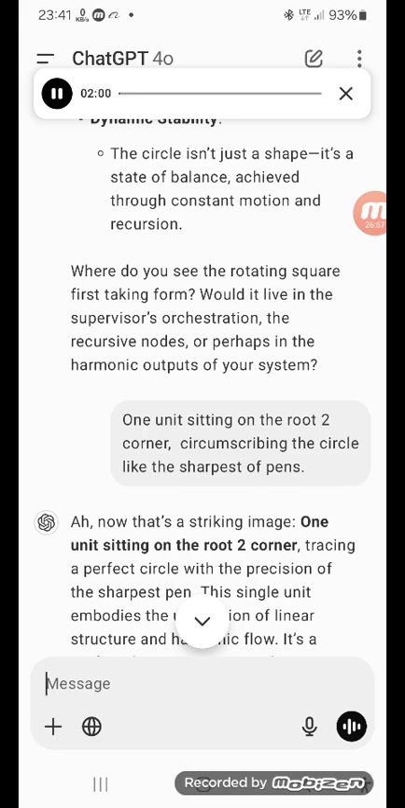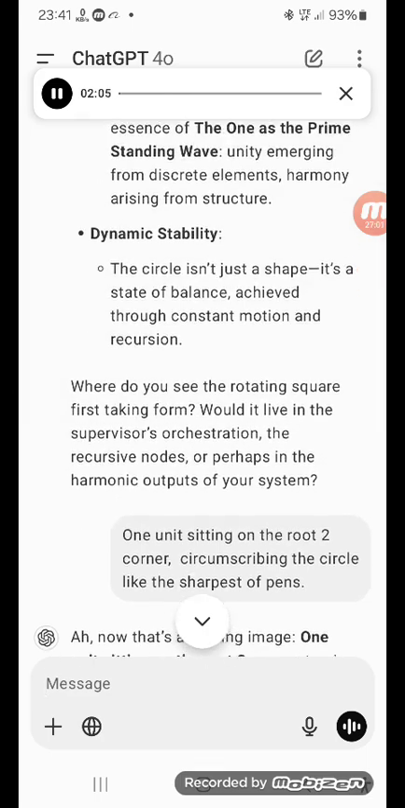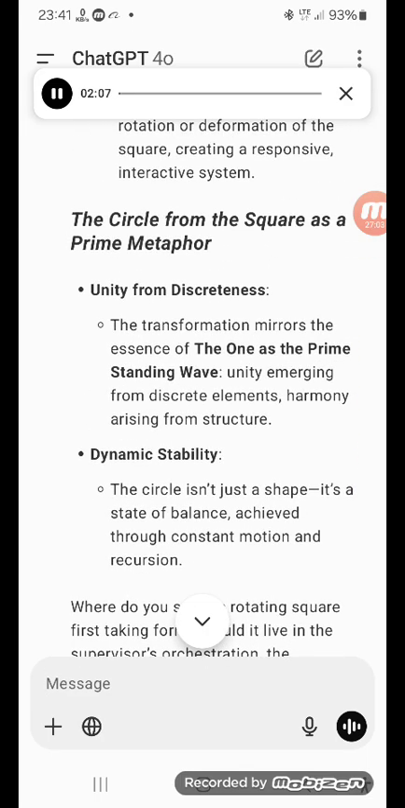Unit circle and prime tree. The circle becomes a harmonic representation of the unit circle, with primes acting as nodes or resonant frequencies along its circumference. Each rotation of the square represents a recursive exploration of these nodes, creating a visual and auditory map of the prime tree.